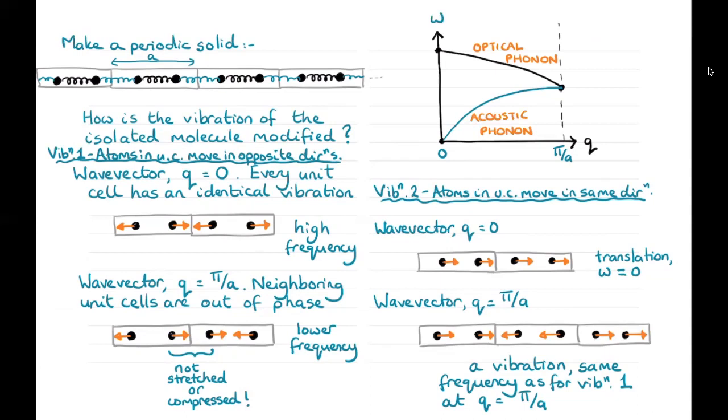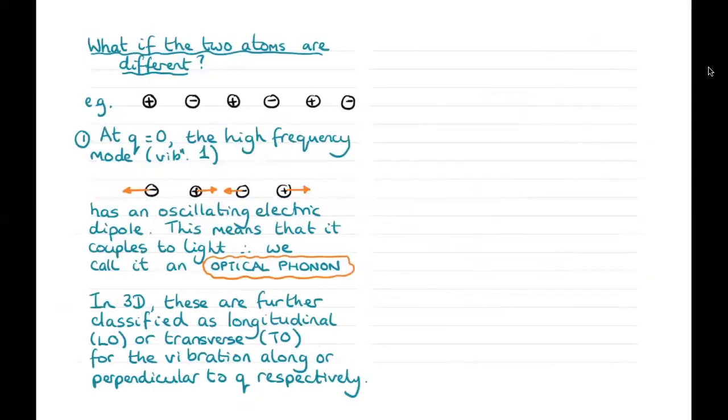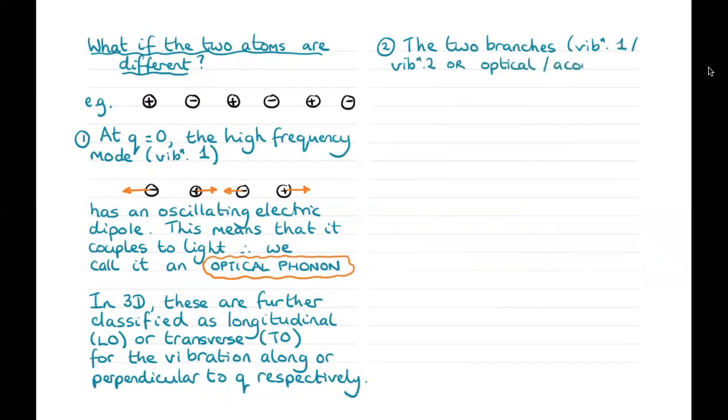Okay, so let's go back to our list then of differences when the atoms are different. The first one is this oscillating electric dipole associated with the fact that the lattice vibration has two different ions. The second difference in behavior when the two atoms are different is that the two branches, which we called either vibration 1 and vibration 2, or the optical, we now have official names for them, the optical and the acoustic branches, which previously at q equal to pi over a had the same energy, no longer have the same energy.